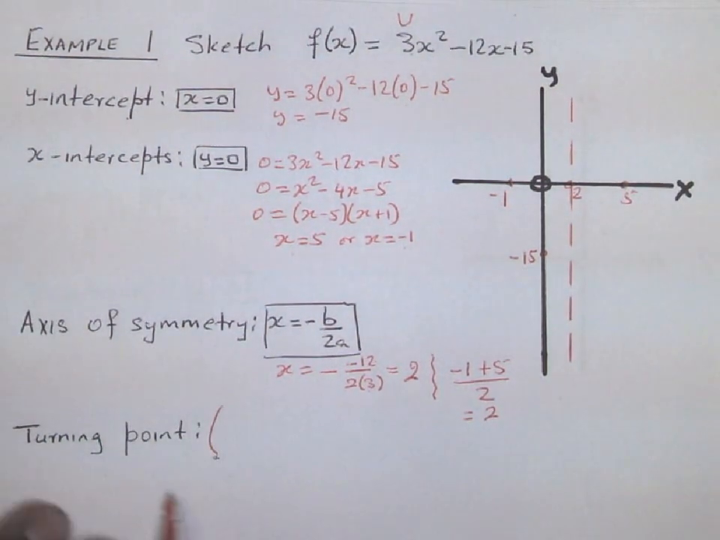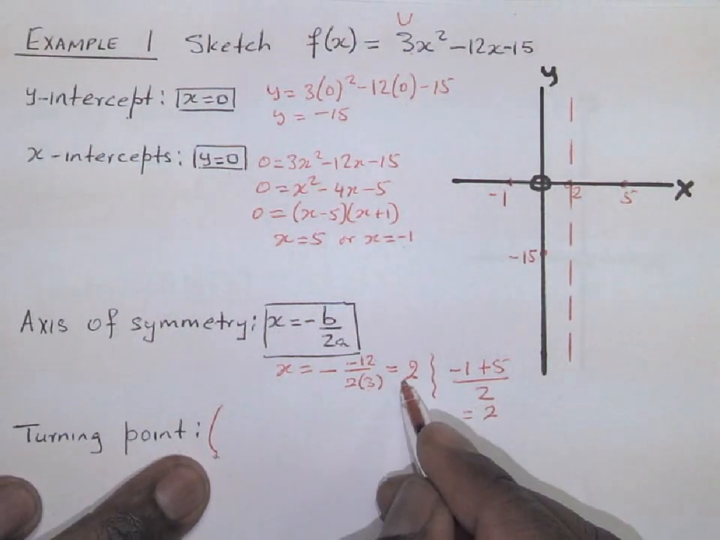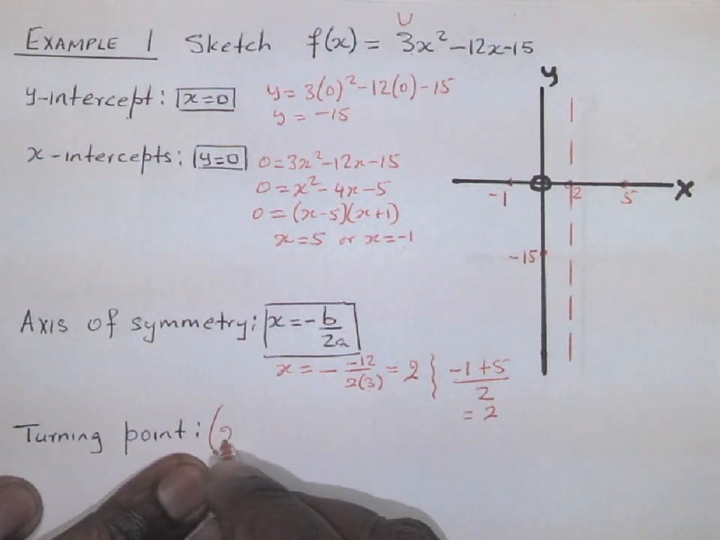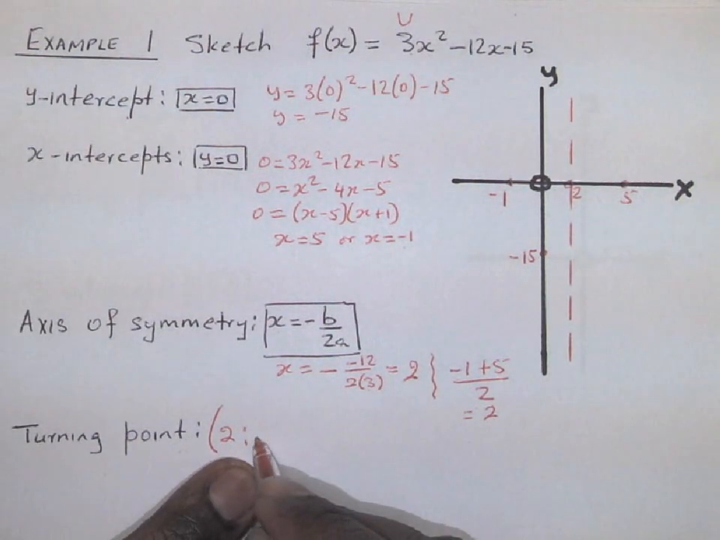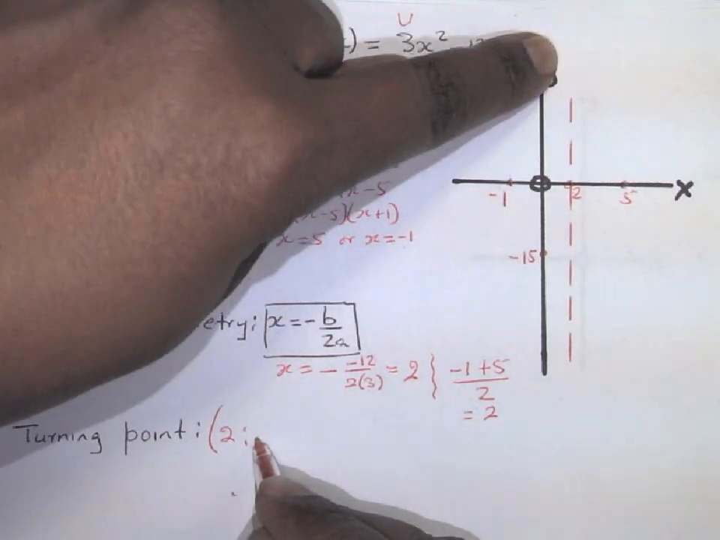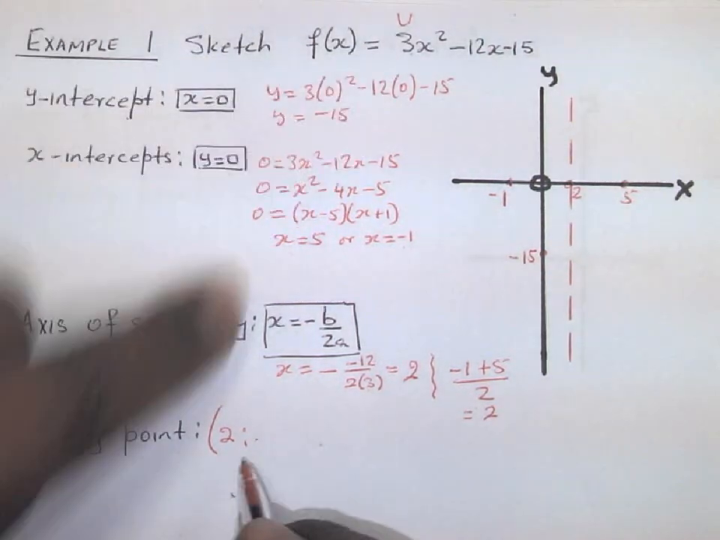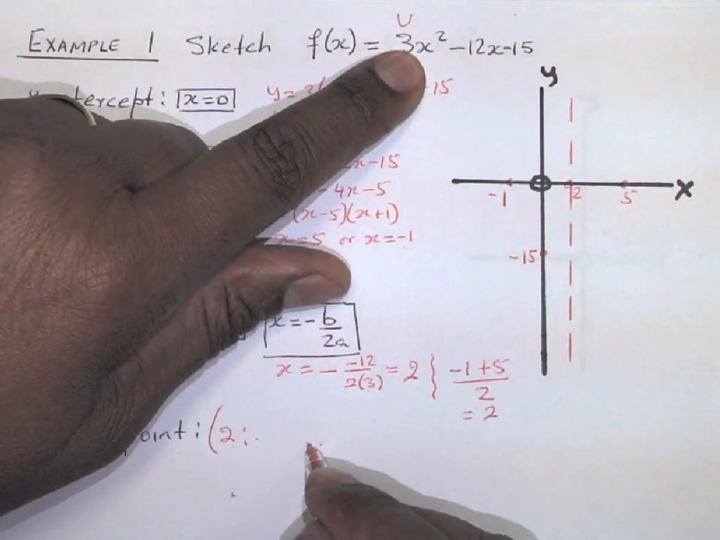Now, the turning point. To find the turning point, you plug in the number you got from the axis of symmetry, which is 2, and then you must find the y value. Now, how to find the y value? We are given the equation of y there. So to find y, I substitute this 2 in the equation.